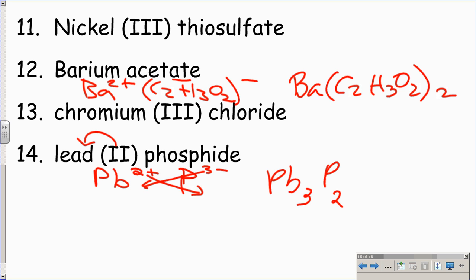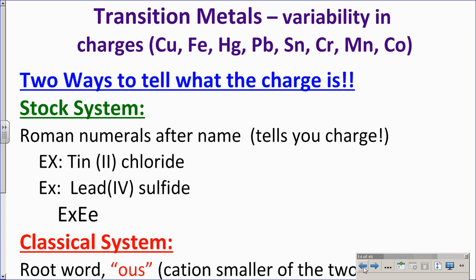Okay, so we got 2 different examples. I'm going to go back to the transition metal notes, and you guys can write down what you need to. So the transition metals have 2 different ways to tell you its charge. Literally writing the charge as a Roman numeral, and I'll tell you the other one in a second. The first way is called the stock system. It's because in the stock room where I keep all the awesome chemicals, we have to write it this way.